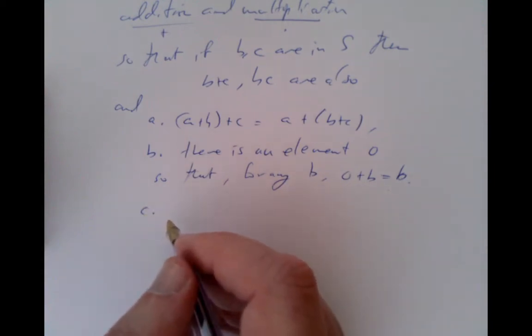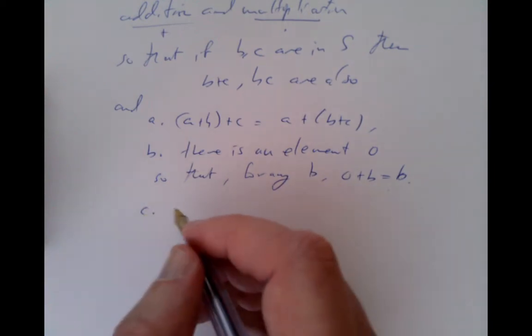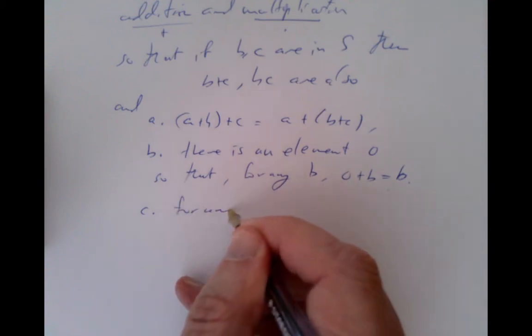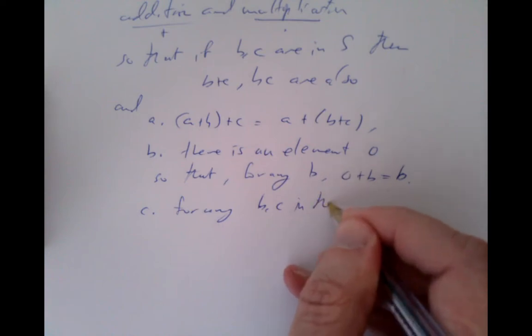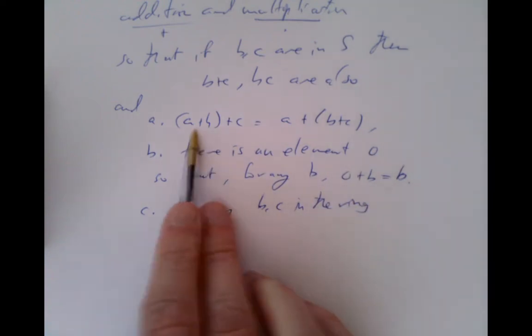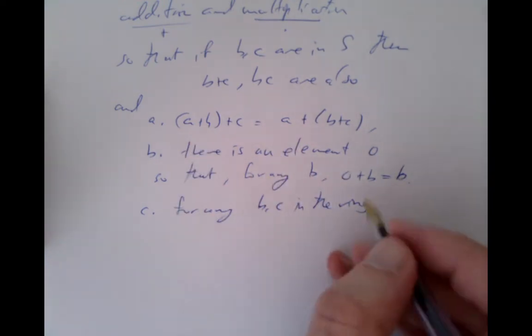The next law is that for any B and C in the ring, again, everything is in the ring. These are all supposed to be in the ring. This is in the ring.